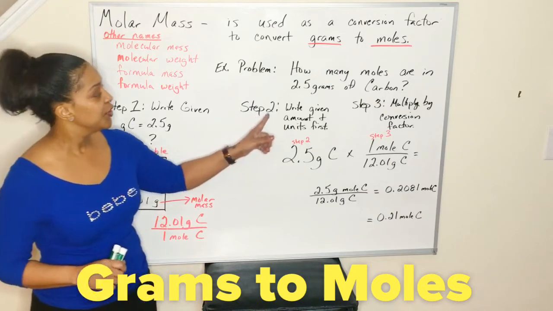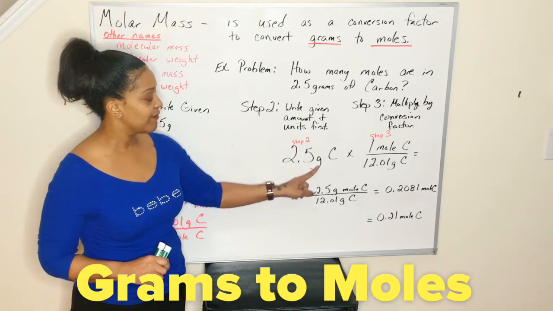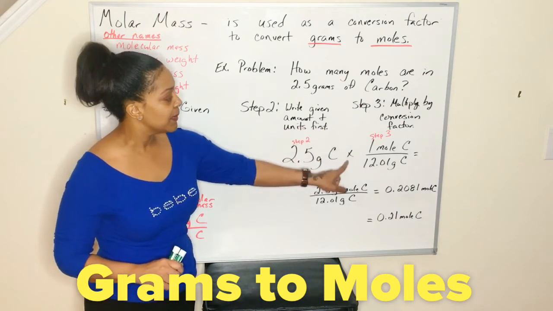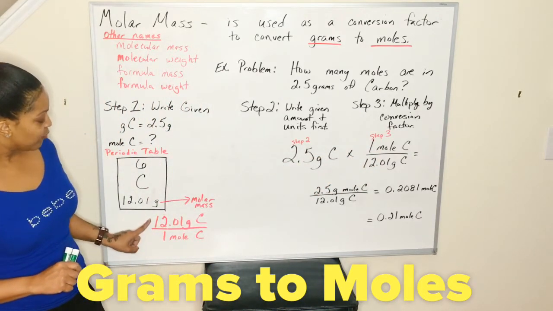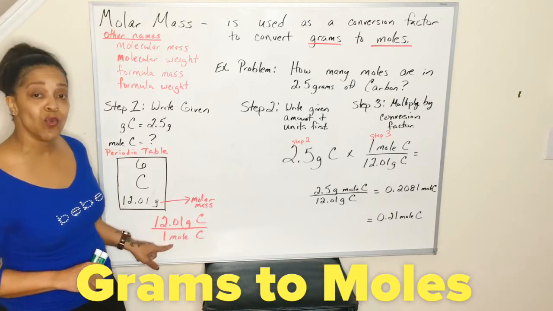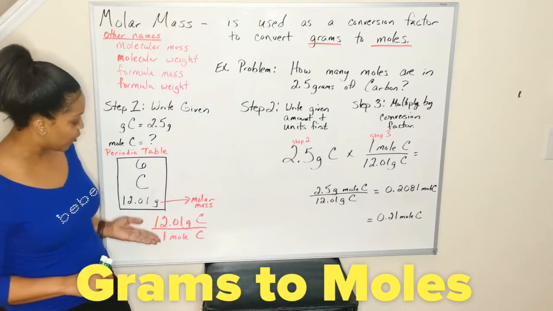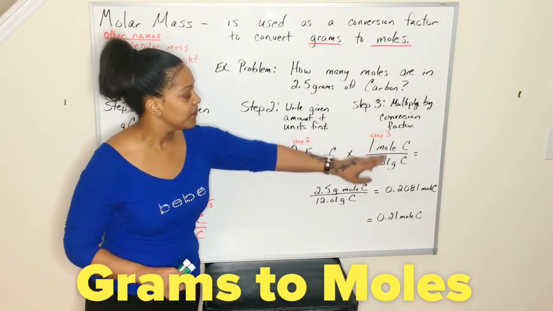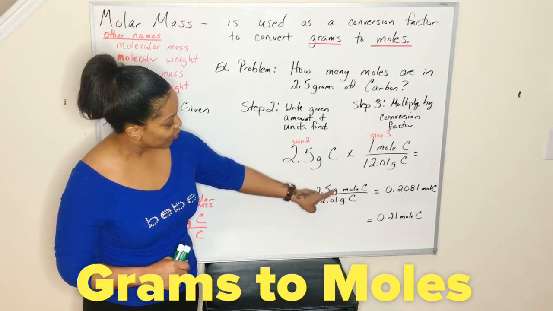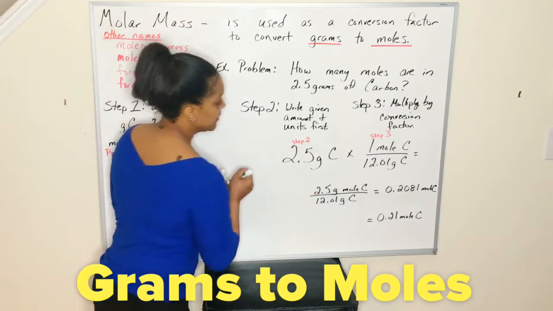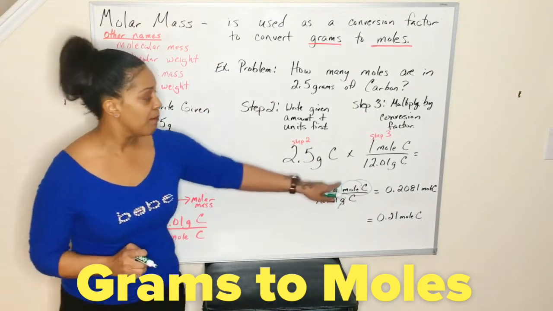So step 2, you're simply going to write the given amount and the units first: 2.5 grams. And step 3, you're going to multiply it by this conversion factor here. Now notice when I got my given, I wrote 12.01 grams of carbon for every 1 mole. Well, in order to solve my problem, I had to flip this factor over and put my 1 mole on the top so that I would have my grams on the bottom. Why is that? Because when I have grams over grams, these units will cancel out and I am left with the units that I want, which are moles of carbon.